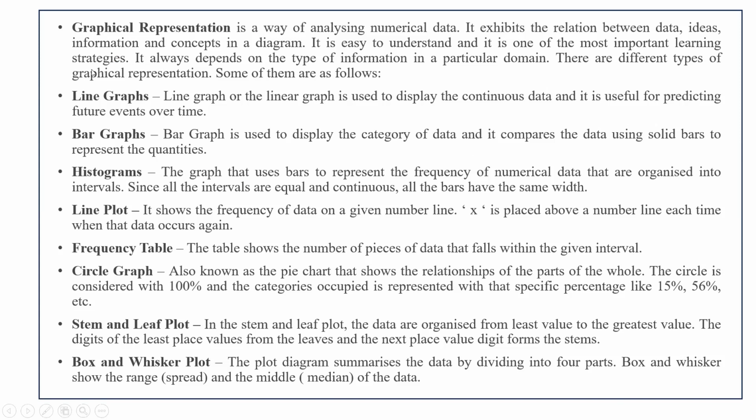And it is useful for predicting future events over time, because it will grow or it may not grow. In the case of bacteria, after some time it will go to the stationary phase, so a straight line will be there, and again it will drop down because the bacteria will die. The line graph will represent it in a better way.